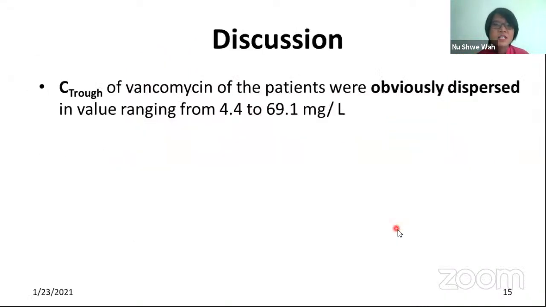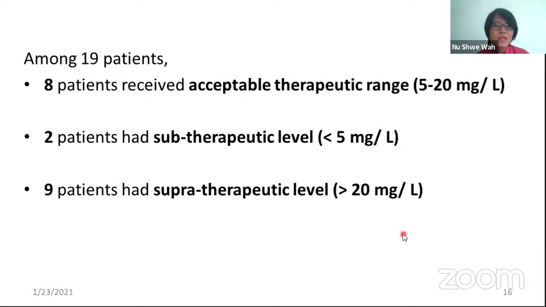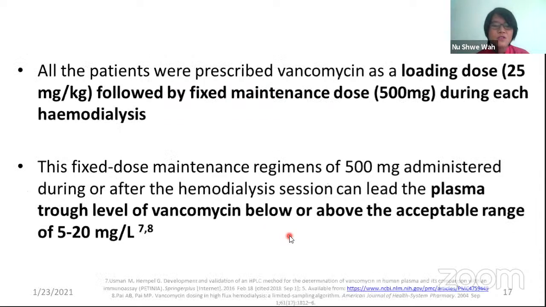So for discussion, C-trough of vancomycin of the patients were obviously dispersed in value ranging from 4.4 to 69.1 milligram per liter, although the appropriate therapeutic range of vancomycin is 5 to 20 milligram per liter. Therefore, among 19 patients, 8 patients received acceptable therapeutic range, whereas 2 patients had subtherapeutic value and 9 patients had supratherapeutic value. Two factors are considered to explain the wide dispersions of plasma trough concentration of vancomycin.